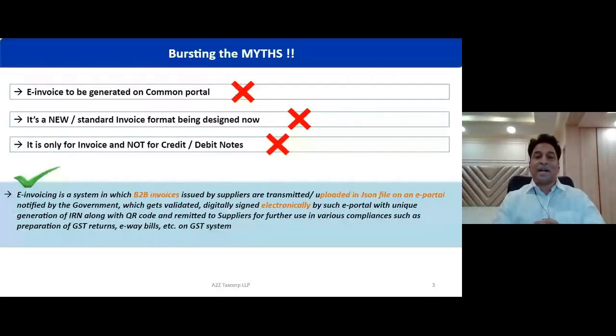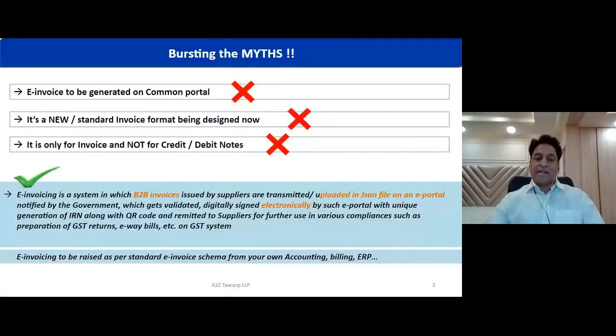And he can also transfer this e-invoice either in JSON file or PDF or printed. We are going to discuss all aspects pertaining to e-invoice in later part of my presentation. Having said so, what is important? E-invoicing, which we are raising, is going to be a standard e-invoice as per the schema from your own accounting, billing, and ERP. So you're not going to generate it on the GST common portal. It is going to be generated from your own accounting, billing, and ERP software.